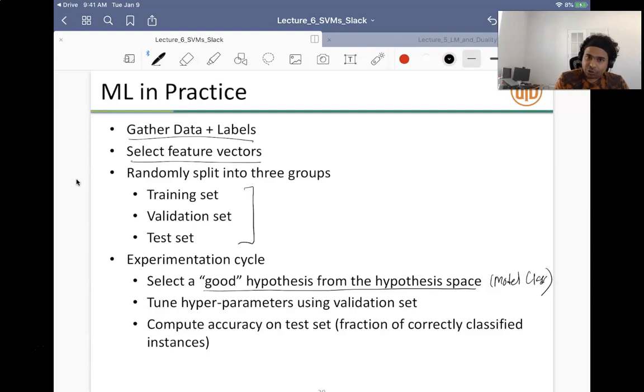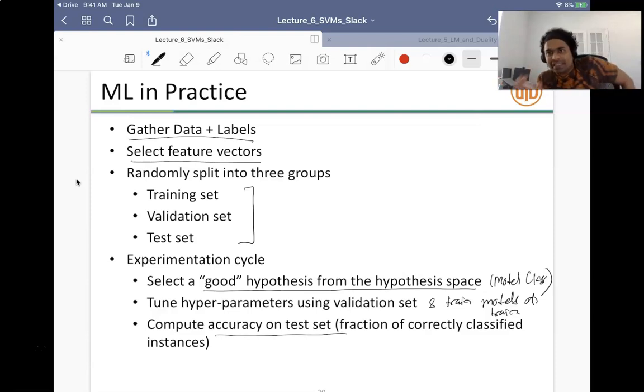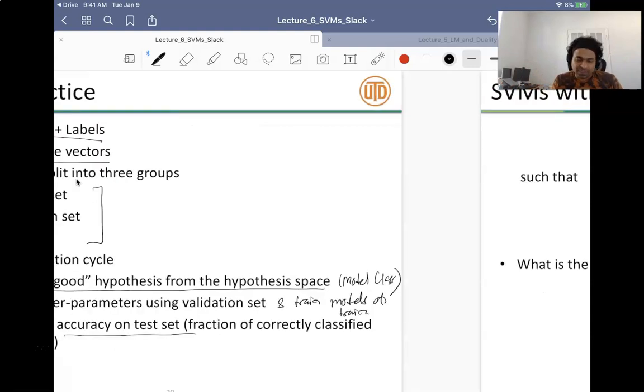Then I tune my hyperparameters using a validation set, and of course I basically train models on the train set. So here I will have a loss function, I will have a learning algorithm, and then I'll do the training, I get the models, right? Finally, I compute the accuracy on the test set, and this is what I will be announcing as how my model works.